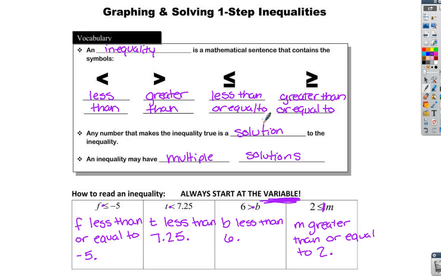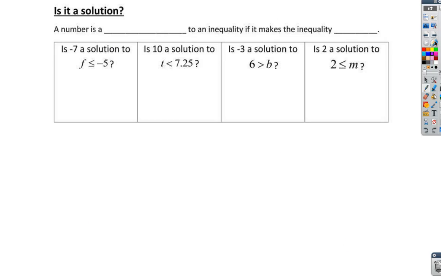Okay, now looking at the bottom of your paper, we are going to talk about, is it a solution or not? So a number is a solution to an inequality if it makes the inequality true. And what that means is if we plug in a number, is the solution true? So we're going to plug in -7 for f. So we have -7 is less than or equal to -5. It's a solution if this is true. Is -7 smaller or equal to -5? Yes, it is. So yes, this would be a solution.